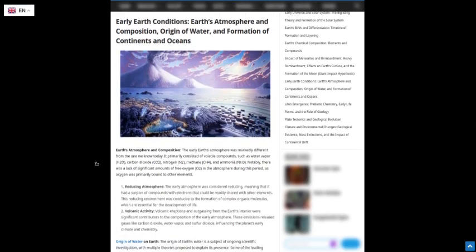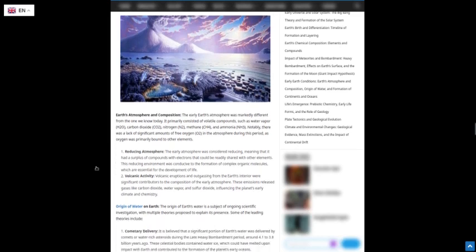Earth's atmosphere and composition. The early Earth's atmosphere was markedly different from the one we know today. It primarily consisted of volatile compounds such as water vapor, H2O, carbon dioxide, CO2, nitrogen, N2, methane, CH4, and ammonia, NH3. Notably, there was a lack of significant amounts of free oxygen, O2, in the atmosphere during this period, as oxygen was primarily bound to other elements.